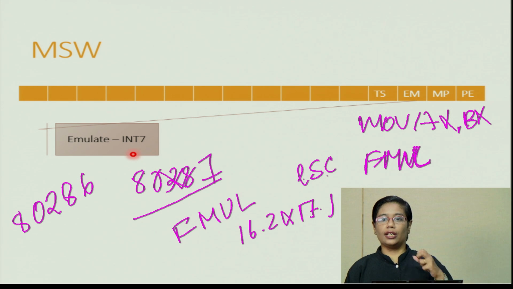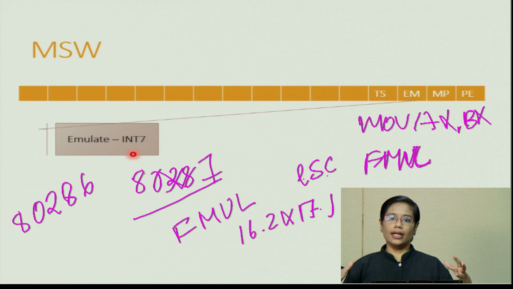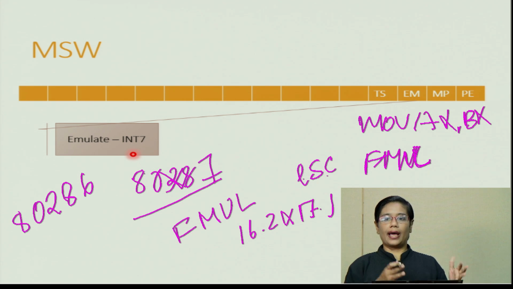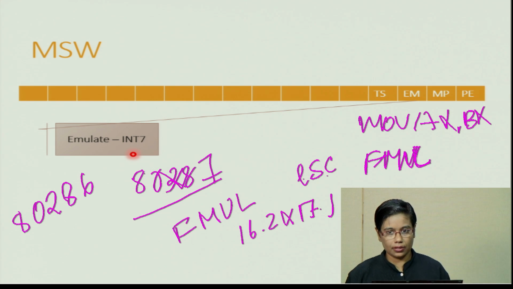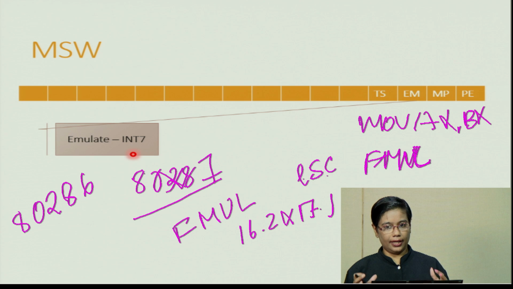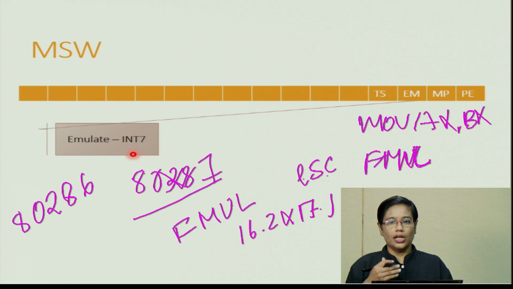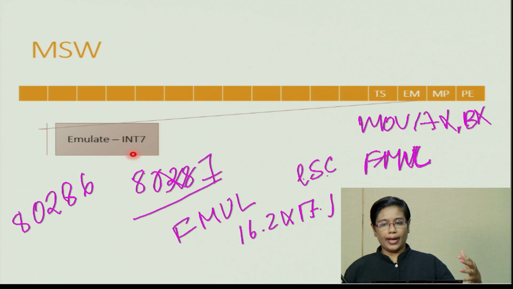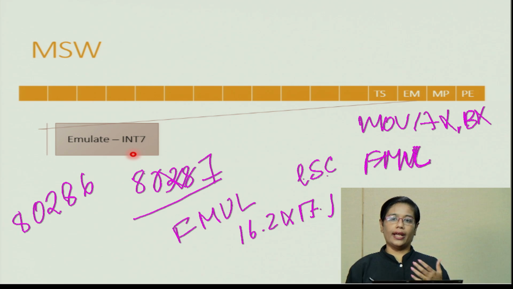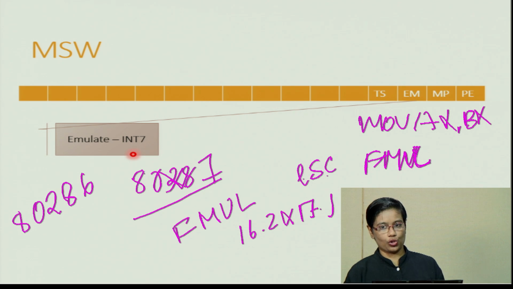As part of the interrupt service routine, you can write an ALP to actually multiply two floating point numbers. It can be done by writing an ALP. The only thing is it will take a lot of time for execution. The main advantage is you don't need to have 80287, so you're cutting down on the hardware. But since you are implementing each and every floating point instruction by a very long ALP, it will take a long time for execution. So that is called the emulation mode.